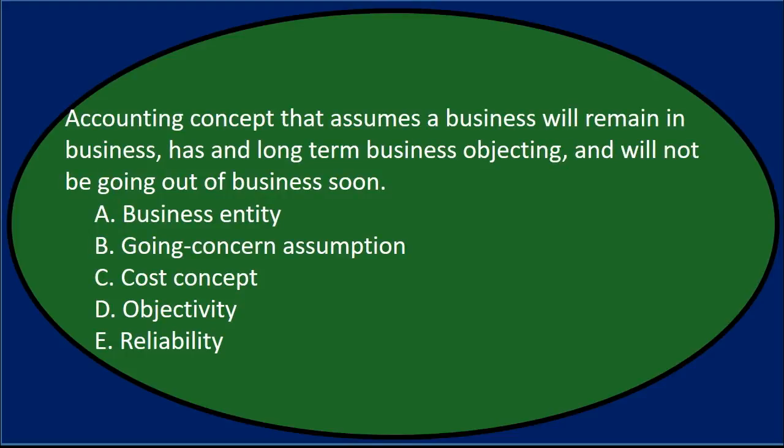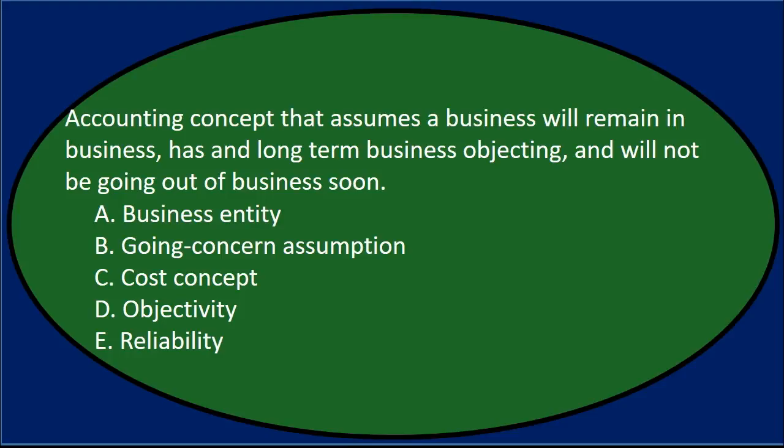Next question. Accounting concept that assumes a business will remain in business, has a long-term business objective, and will not be going out of business soon. A, business entity. B, going concern assumption. C, cost concept. D, objectivity. E, reliability. These are going to be some types of assumptions that we just need to basically know when we look at the financial statements.